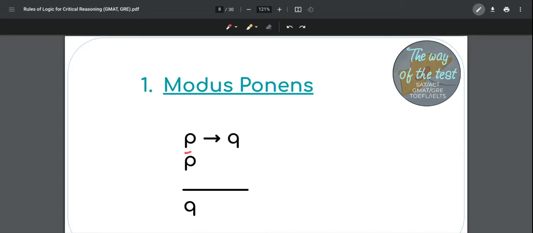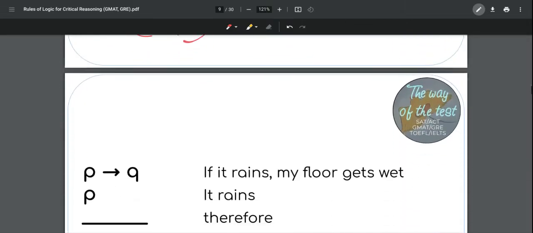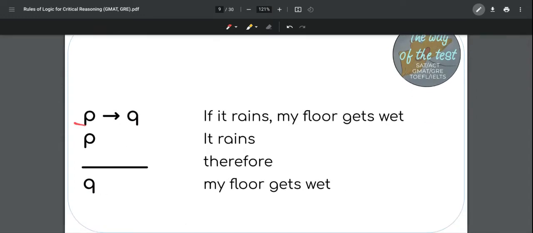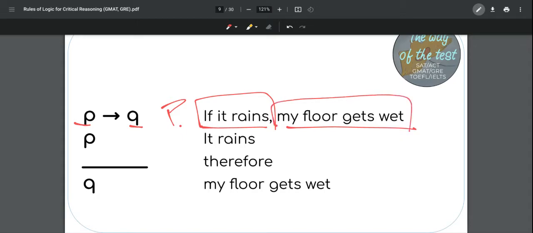So, P, therefore Q, you have P. The conclusion, you have Q. How do we say this in natural language? We say it like this. So I have my P, therefore Q. If it rains, my floor gets wet. This is my first premise, right? I have an event, it rains, and then I have something that is going to be a result of that. So if it rains, my floor gets wet.